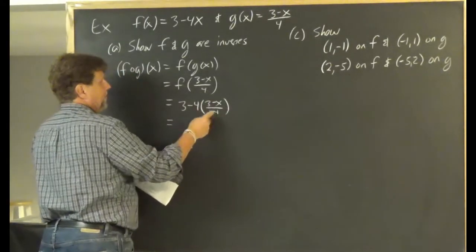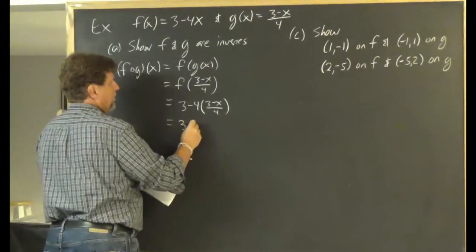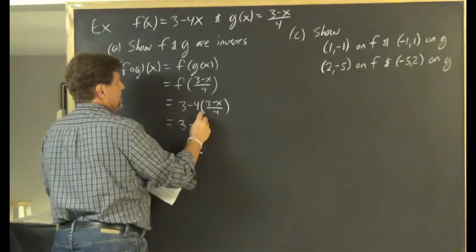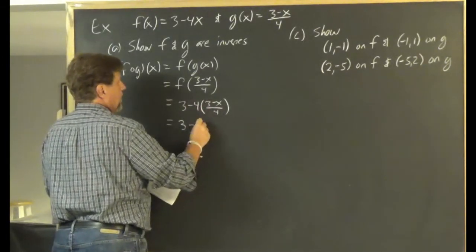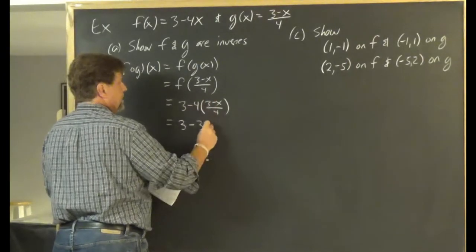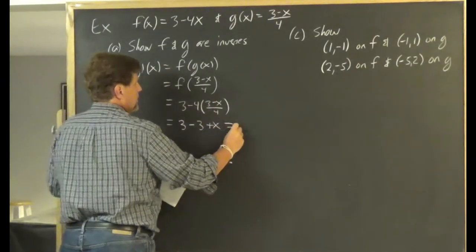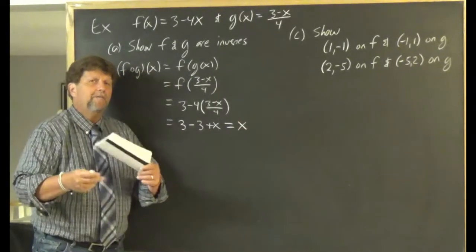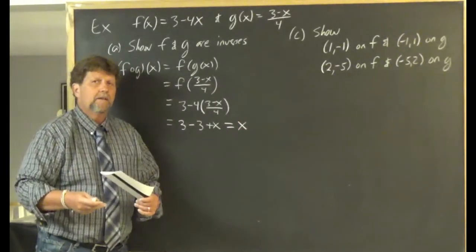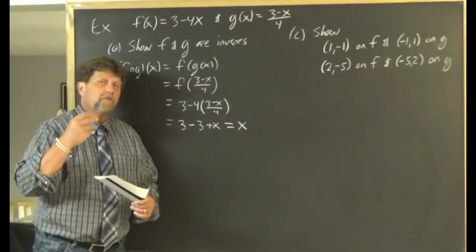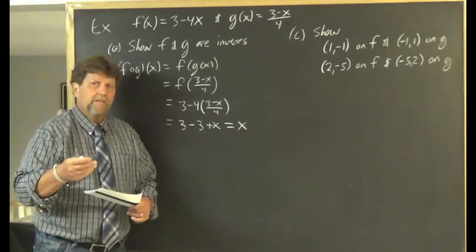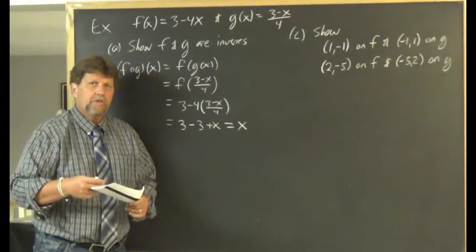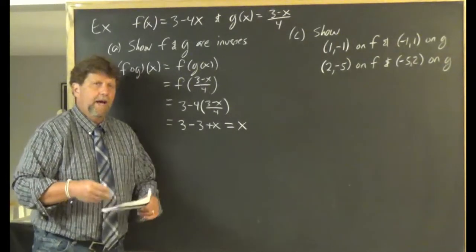And when we clean it up, the 4's would cancel out, so we have 3 minus 3, and then plus x, which simplifies down to x. So the composition f of g of x equals x. We also have to show that g of f of x equals x. Both compositions have to equal x.